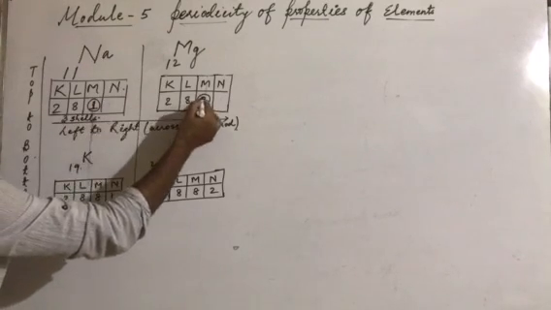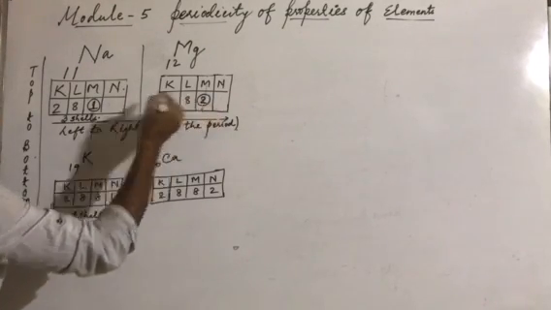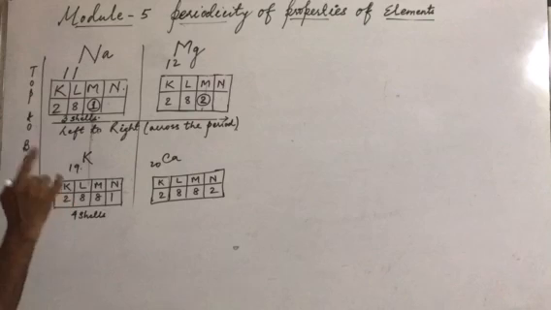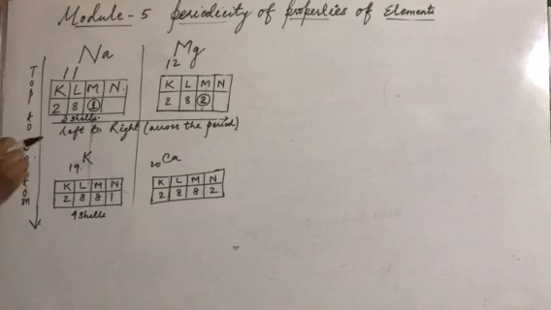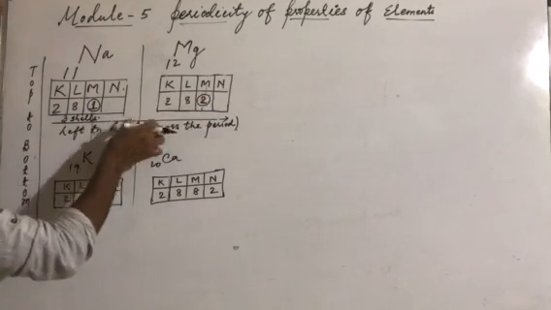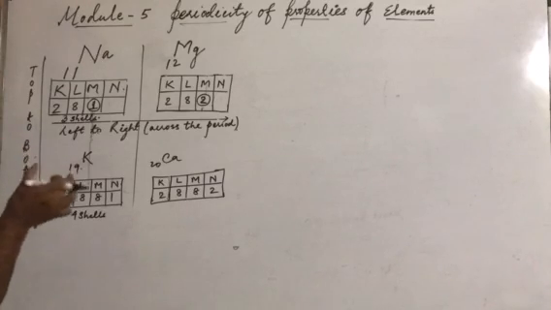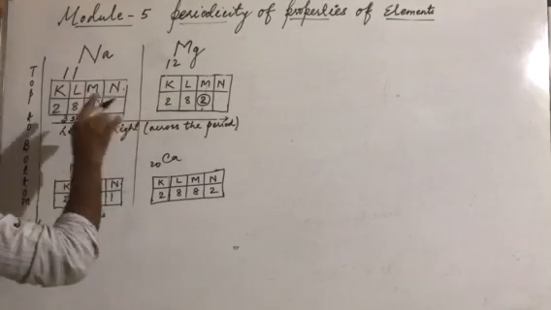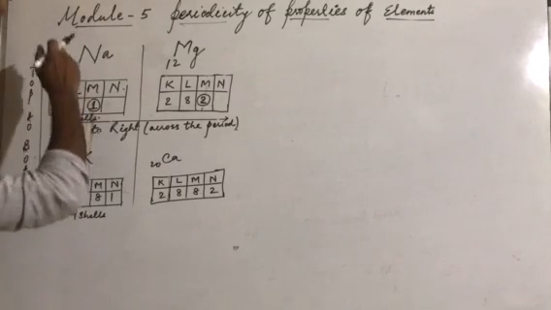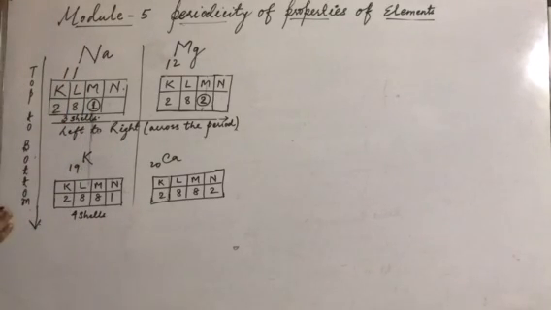Here the number of electrons is 1, and here the number of electrons is 2. As a result, the effective nuclear charge is going to increase, and because of that the nucleus will have a greater pull on the electrons. So the electrons will be pulled towards the center of the nucleus, and as a result the size is going to decrease. So as we move from left to right across the period, the atomic size decreases, and as we move from top to bottom, the atomic size increases.